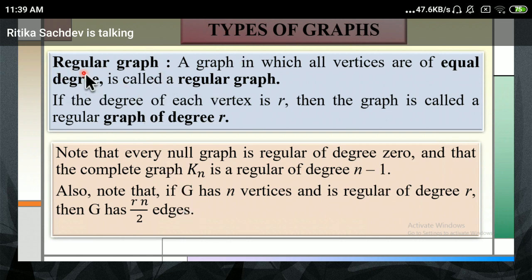And how many edges will this regular graph have? Each vertex has degree r, and if there are n vertices, then we know that the sum of the degrees of the vertices is equal to twice the number of edges. So I will have n into r equal to 2 times e, but I want e. So e will be r into n upon 2. So if there is a regular graph, then the total number of edges will be r into n upon 2, where n is the number of vertices and r is the degree of each vertex.